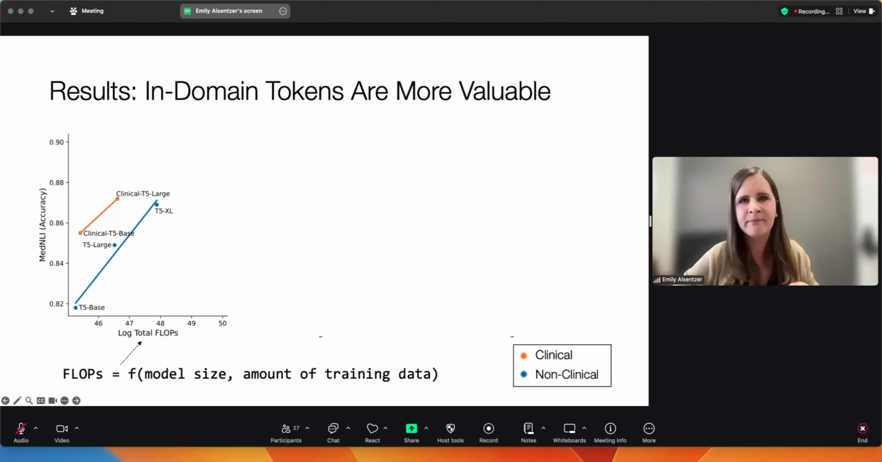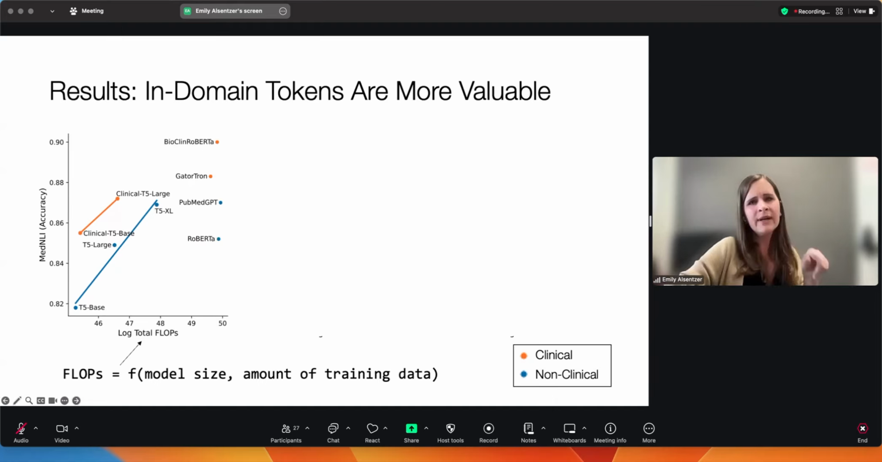So here we're plotting performance as a function of the number of flops used to train the model. In orange are these clinical models, in blue are the non-clinical models. Shown here are all of those models with the same architecture that I discussed earlier. We also compare against several additional clinical and general domain models that have different architectures as well. And we find that training on the in-domain tokens is more valuable.